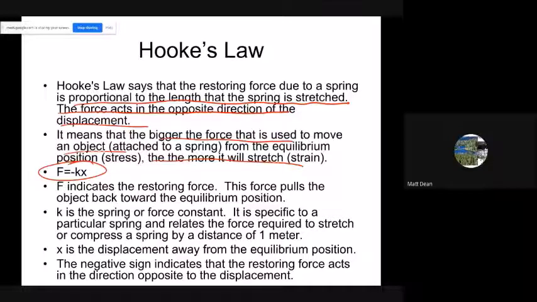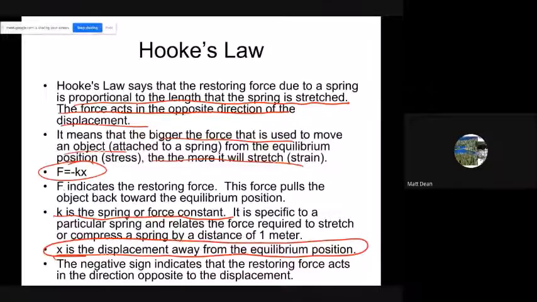This is Hooke's law: F equals negative k times x, where F is the restoring force. k is something called the spring constant. Sometimes it's called the force constant. It's specific to each spring. And essentially it relates how much force there is per unit of compression or stretching. x is the amount of displacement away from equilibrium.